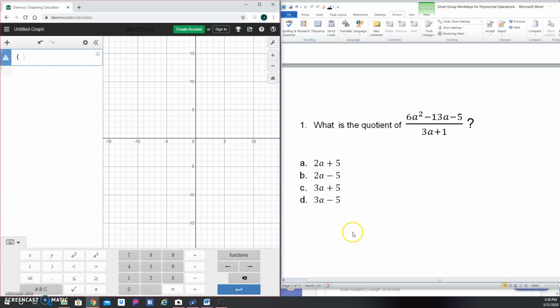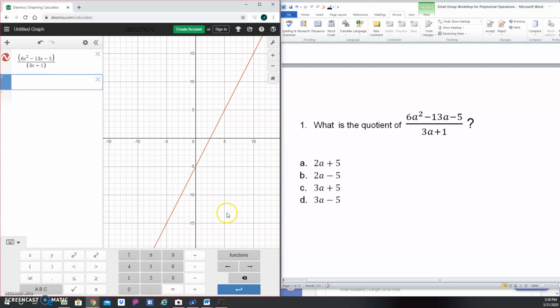So you will have to cluster together the numerator. So I have put a parenthesis. So that is going to be 6x squared minus 13x. So it's again, change all the variables into x. So that is it. That is your numerator. So after that, you will press divide by, I will just cluster them together again in a parenthesis. So 3x plus 1 close parentheses. So that is your original expression.